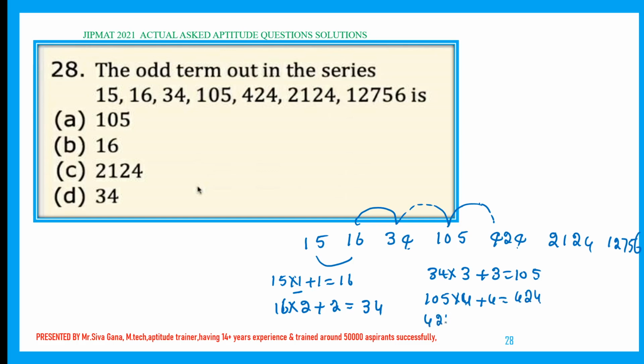Now 424 into 5 plus 5, which is nothing but 2125. But it is given as 2124. Wrong term. Finish it. Answer.